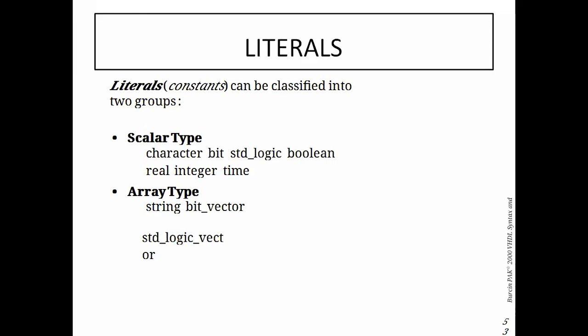And in case of array type, what are different operands you have? String, bit underscore vector, standard logic underscore vector, right? So these are the different operands that come under the category of literals, and you can use in VHDL language.